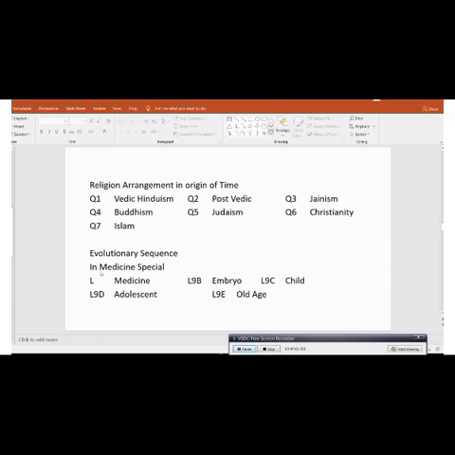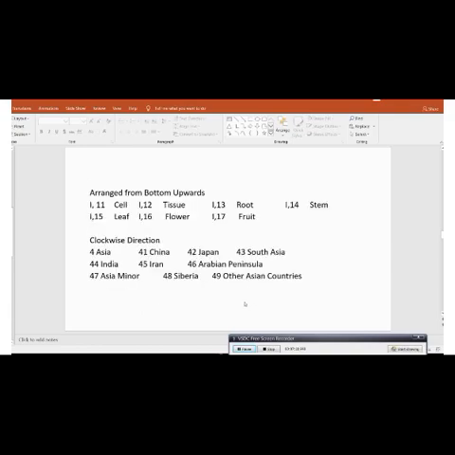Sequence. In medicine, L is the medicine, L9B is the embryo, L9C is the child. After the embryo, child will learn. Then L9D adolescent, then L9E old age people. How beautiful. Then sometimes he arranged the colon classification from bottom to upwards.